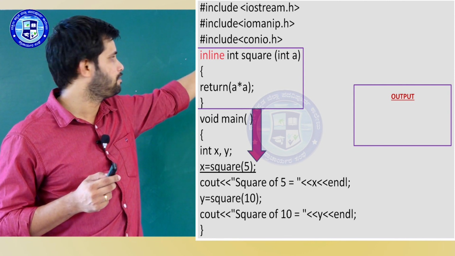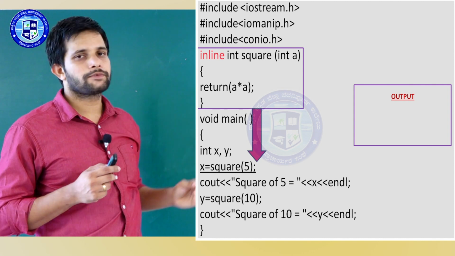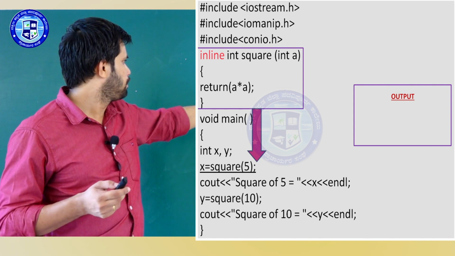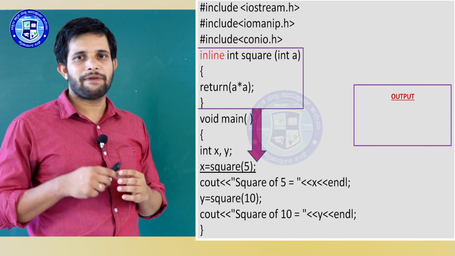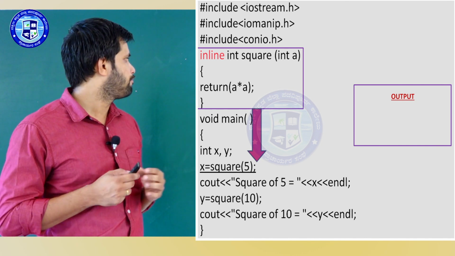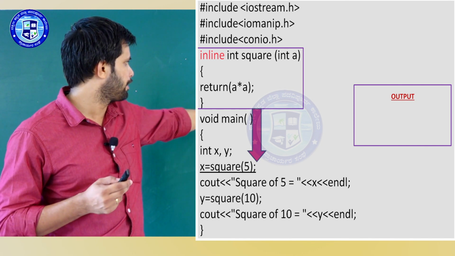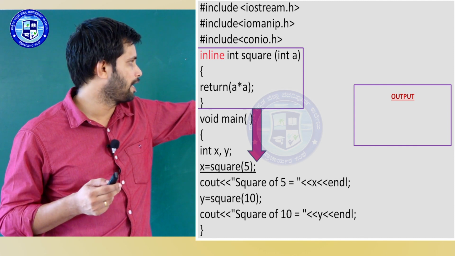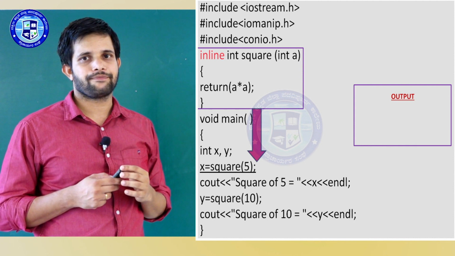So 5 is sent, 5 is used here. That will return the value 5 into 5. In the place of variable x, you will get the value that is 25. Then you will print square of 5 is equal to x, that is nothing but 25.